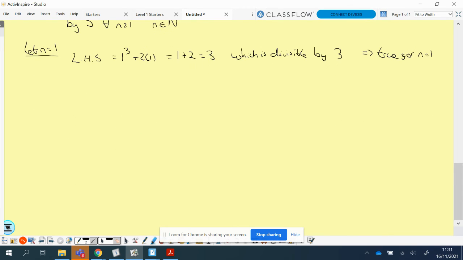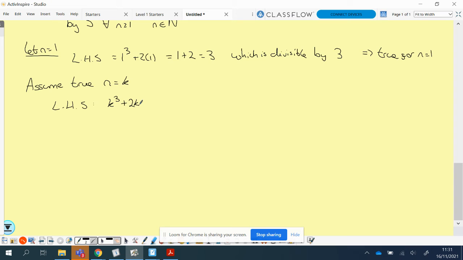Okay, so we're going to assume now it's true again for some value n equals k. Therefore, if I go to the left hand side, then that's going to be k cubed plus 2 lots of k, if I put k into that function. We'll assume at this stage that this is divisible by 3.